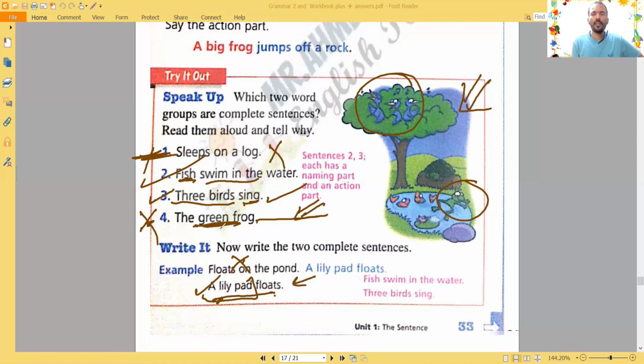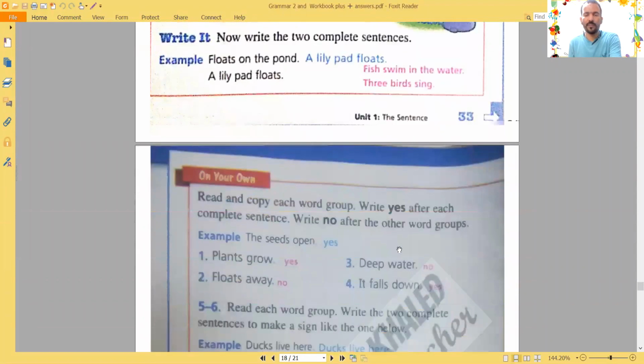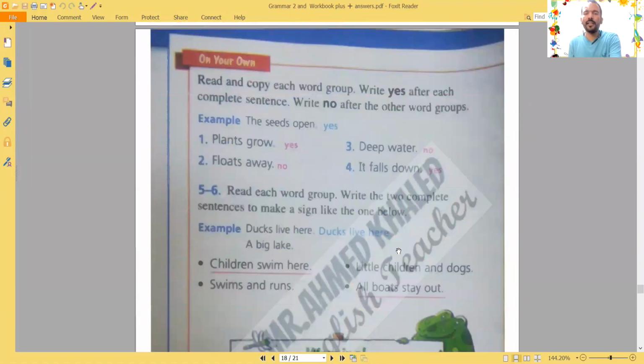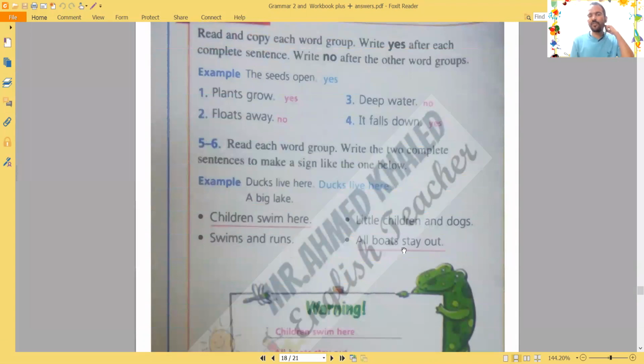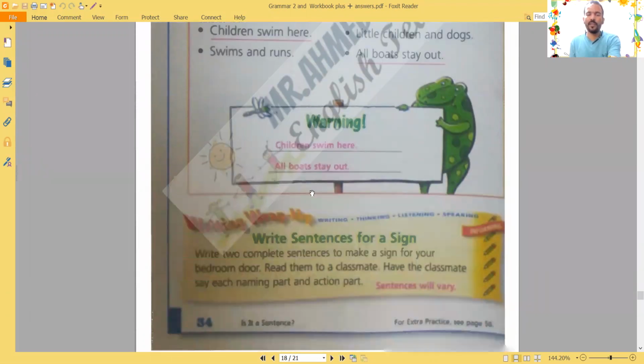Now, if we move to page 34, we will find more exercises. You can read them and write. If it is a sentence, just write yes. If it is not a sentence, write no. Also, if you need to check your answers, you can stop the video and copy this into your book. As I told you, you'll find this on page 34.